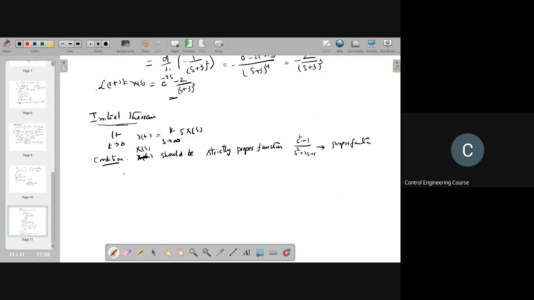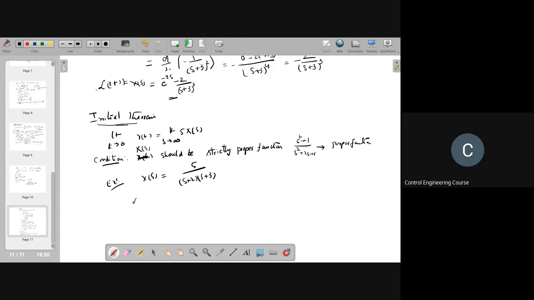Now let's go to this problem. Let's take one problem for finding the initial value theorem. Let us say given X of s is equal to 5 by (s plus 2) into (s plus 3). Now tell me whether this is a strictly proper function or not. This is a proper function or not. Yes, ma'am, it's a proper function.